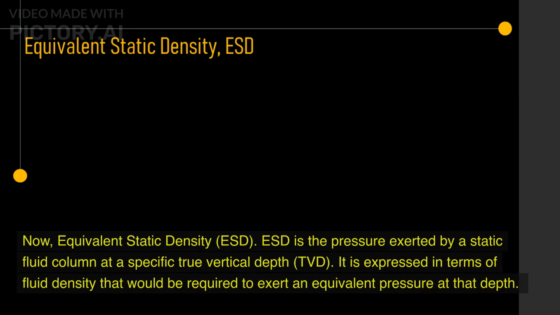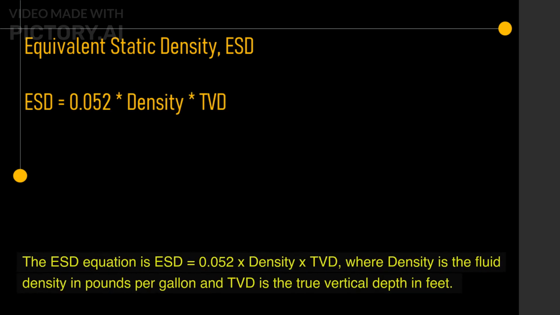Now, equivalent static density, ESD. ESD is the pressure exerted by a static fluid column at a specific true vertical depth, TVD. It is expressed in terms of fluid density that would be required to exert an equivalent pressure at that depth. The ESD equation is ESD equals 0.052 x density x TVD, where density is the fluid density in pounds per gallon and TVD is the true vertical depth in feet.